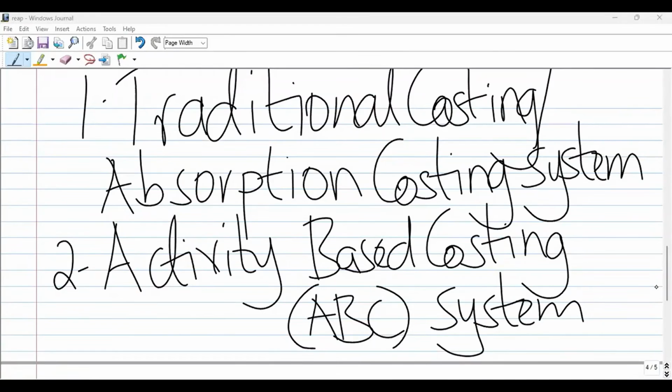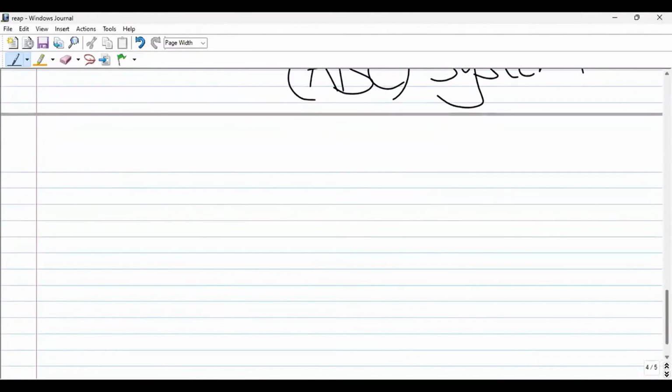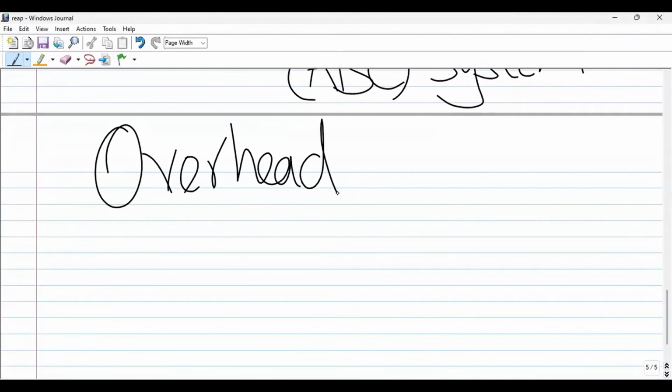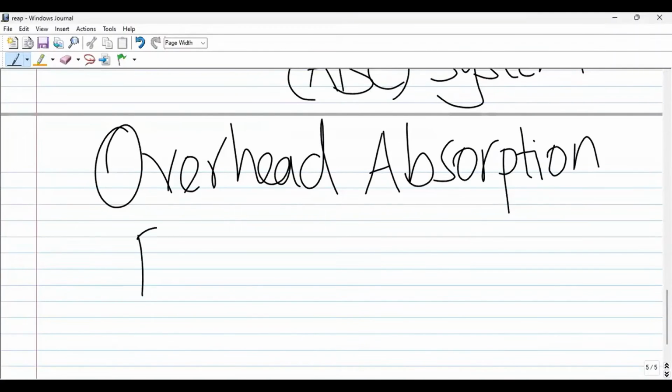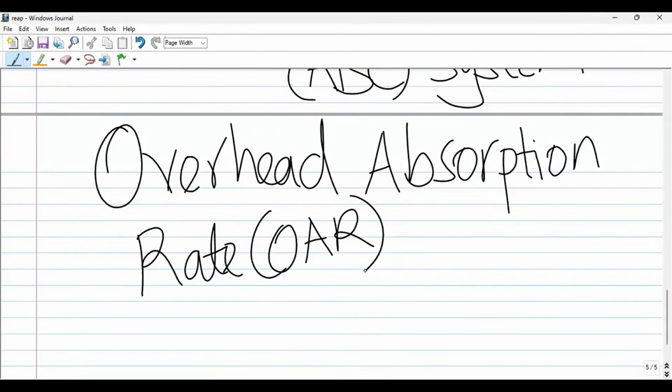This is a system which involves using a single overhead absorption rate, brackets OAR, in allocating overheads to different products or services.